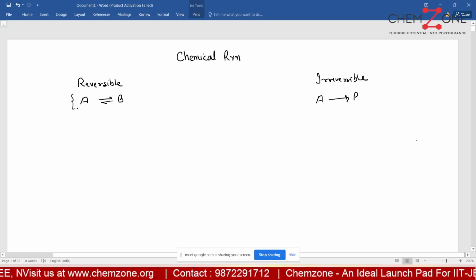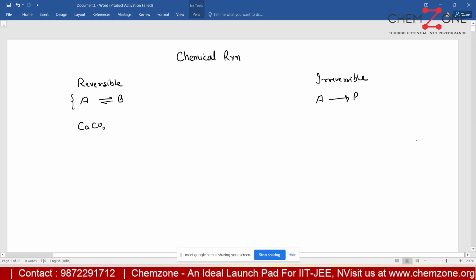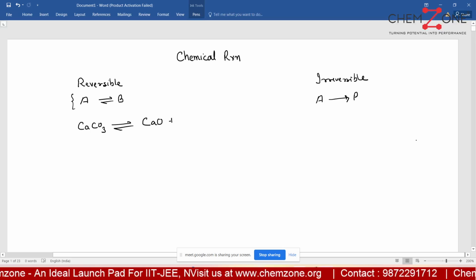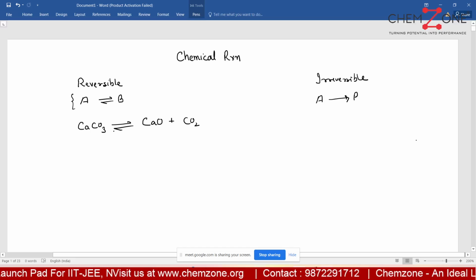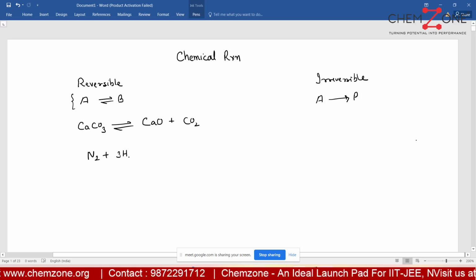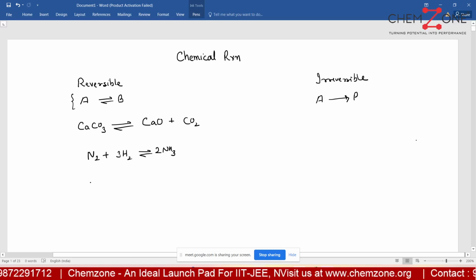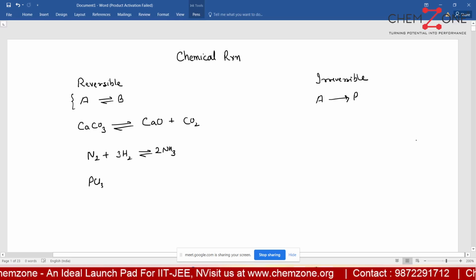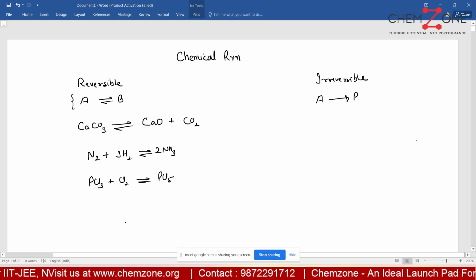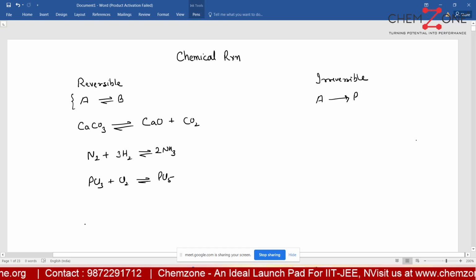We say reversible reaction. For example, calcium carbonate is a reversible reaction with its products CaO plus CO2. Nitrogen plus hydrogen to form ammonia is a reversible reaction. PCl3 plus Cl2 to give PCl5. These are all reversible reactions. Thousands of reactions are there which are reversible in nature.